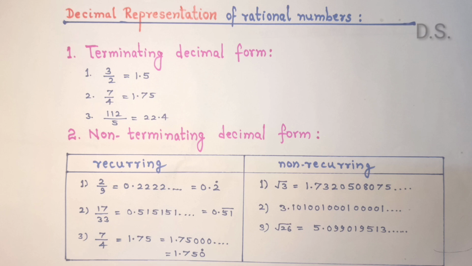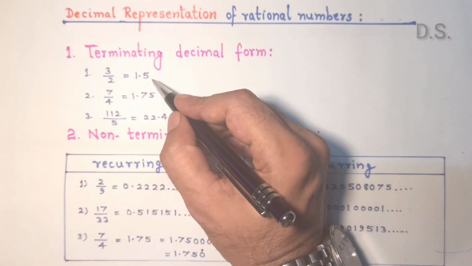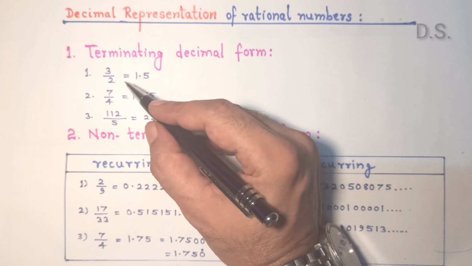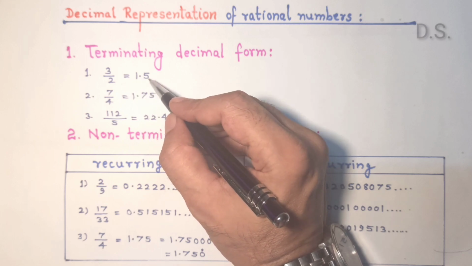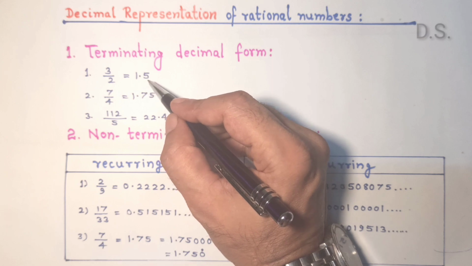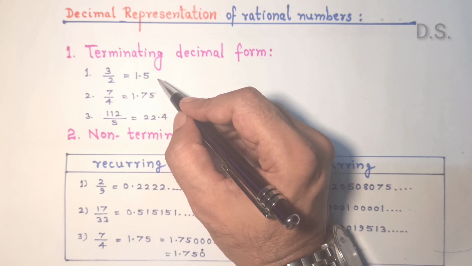First example is 3 upon 2. A fraction 3 upon 2 is equal to 1.5. When we divide 3 by 2, we get 1.5 and remainder is 0. So it stops here only. It terminates after 5. That's why we say terminating decimal form.